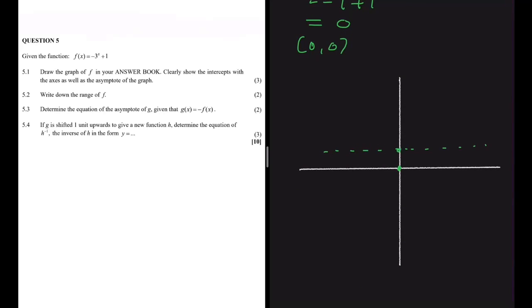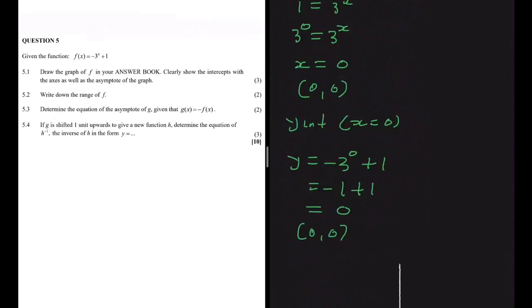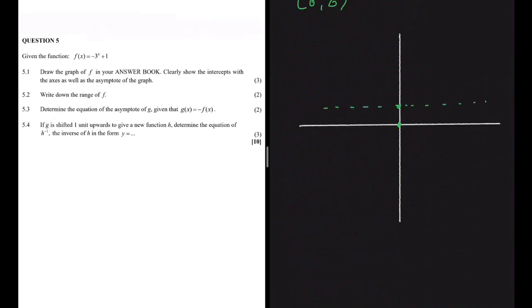Like I've already said, from this general formula here, if a is less than 0, our graph will be below the asymptote, and if it is greater than 0, it will be above. Since here we have f of x is equal to minus 3 to the power x plus 1, our graph should be below that line. So here we're going to get something like this, which will go through the intercepts, right? There goes our graph f of x. That's essentially how we answer those kinds of problems.